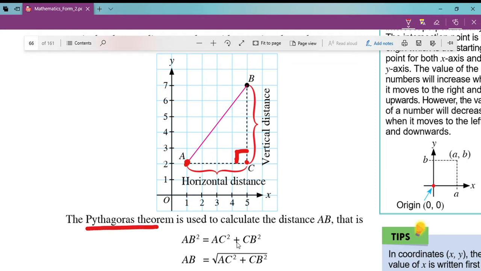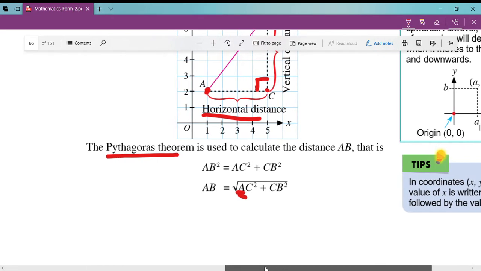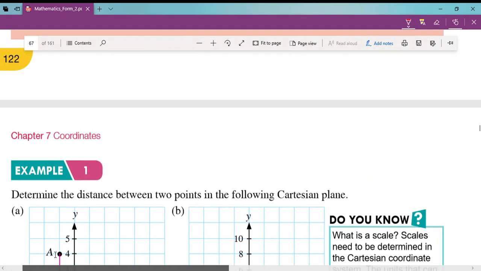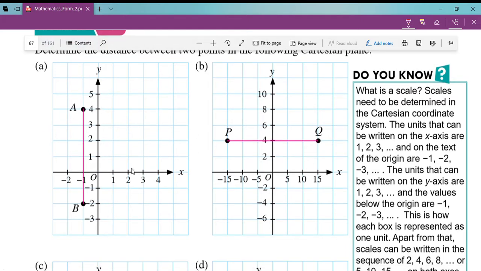You have to use the formula of the Pythagoras theorem. I hope you still remember this, where the distance of AB is the square root of AC, the horizontal distance, squared, plus CB, the vertical distance, squared. Later on we're going to apply this formula, but in the next section. I hope you understand horizontal and vertical distance. So here are some examples. First of all, what is the difference between A and B?